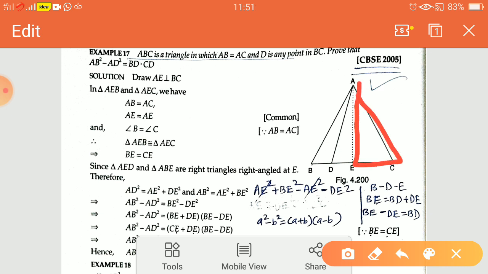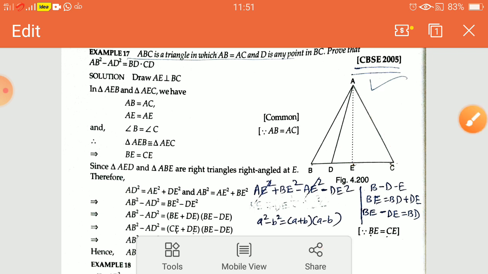So these triangles we have to consider here, and if we observe, it is given that ABC is a triangle in which AB is equal to AC, that is, it is an isosceles triangle. Now if the triangle is isosceles, then AB equal to AC, and we know that if two sides are equal, then the opposite angles are also equal, means angle B equal to angle C.